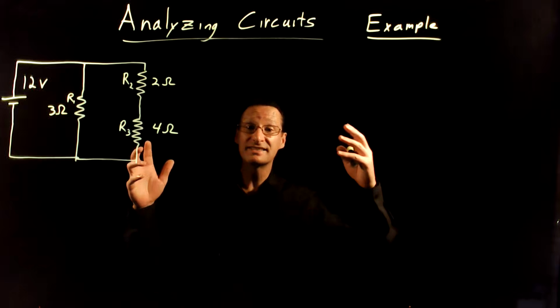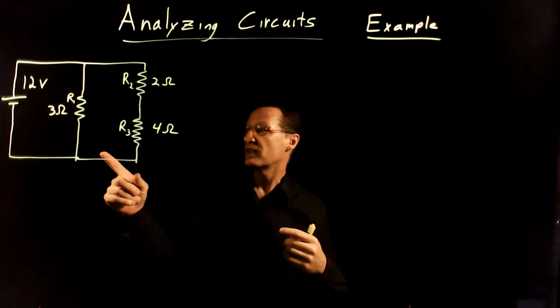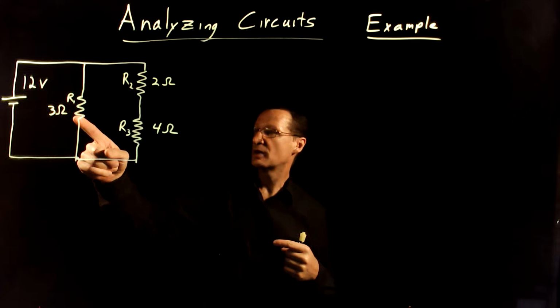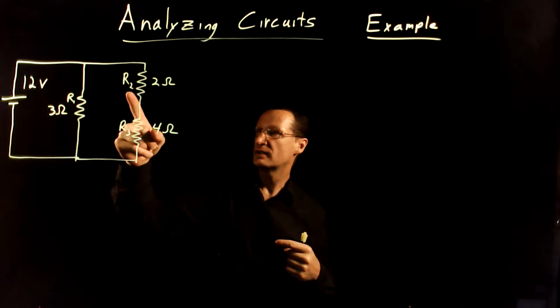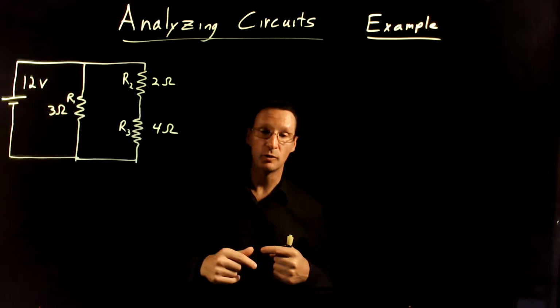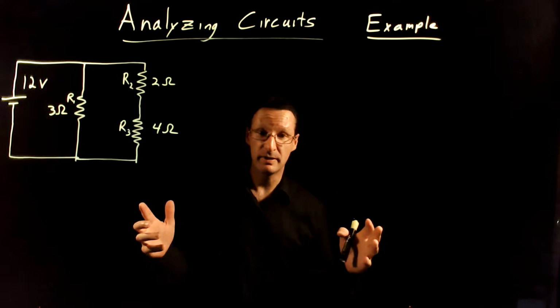I wanted to do an example problem of analyzing a circuit. What we want to know is, here's our example circuit. It's a 12 volt battery and it's got a 3 ohm resistor, that's resistor R1, and then resistors R2 and R3 are 2 and 4 ohms respectively. And we want to know everything about this circuit.